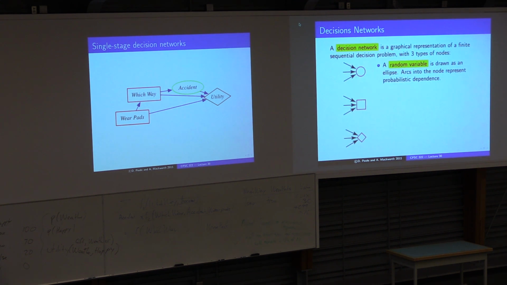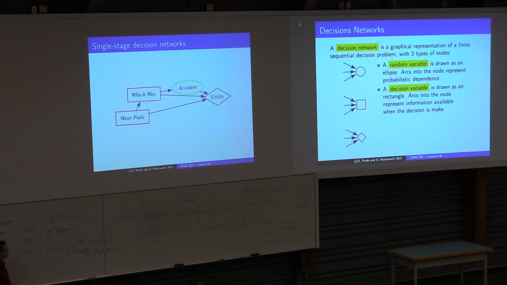So we're going to have three sorts of nodes. We're going to have random variables drawn as ellipses. And arcs into the node represent probabilistic dependence, just like we did before. What does this variable depend on? It's just what we've seen before, the same node we had in the belief networks. This probabilistically depends on its parents and is independent of all the other variables given its parents. It's exactly the same definition we've seen.